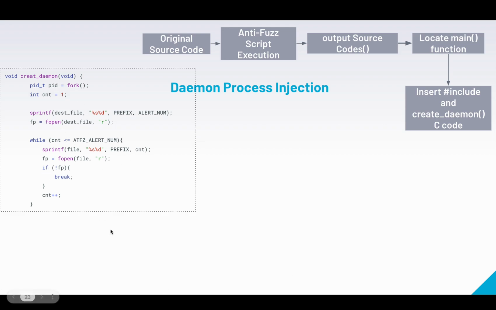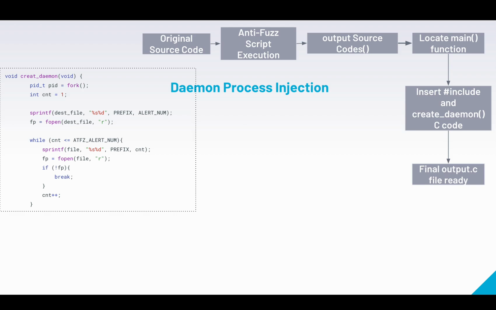This is very simplified pseudocode, but what it basically does is touch a temporary file on the system and keep tracking the access of the file. If the target binary is being fuzzed, the access count of the file will be very frequent, and this way we will be able to detect that our target binary is being fuzzed. This create daemon function is injected into the original source code by detecting the earliest include statement, and that's where we inject our code.